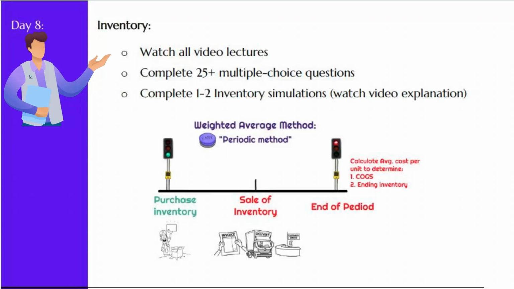So both of these methods have significant implications for the financial statements. And being asked which one to use is going to be key for getting these answers correct on your exam. So super important that you complete all the video lectures here and focus your attention on how this is getting calculated, both ending inventory and cost of goods sold. And there's quite a few multiple choice questions to answer, so complete at least 25 plus of them, and then go ahead and do the inventory simulations if you have the extra time.